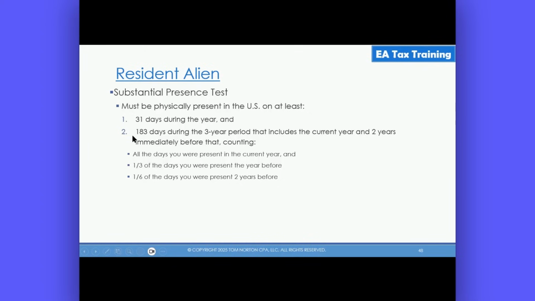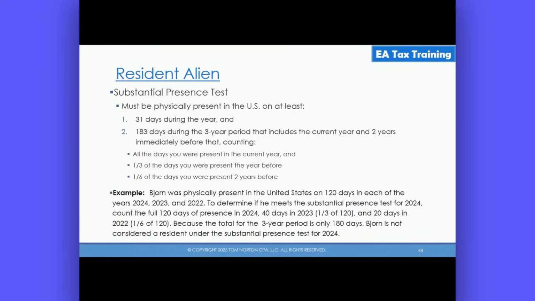However, it is not just 183 days, the way you would normally count days. You have to count those days in a special way. And so the way you count those days is you count all of the days that they were present in the current year, so in 2024. So every day that they were present in the United States in 2024 counts towards this 183 days. But we only count 1/3 of the days that they were present the year before. So that would be 2023. And we only count 1/6 of the days that they were present in the year before that, which would be 2022. So you count all of the days in 2024, 1/3 of the days in 2023, and 1/6 of the days in 2022. So let's look at an example.